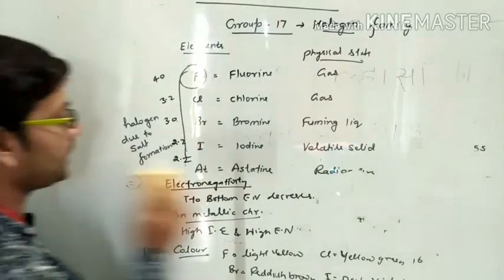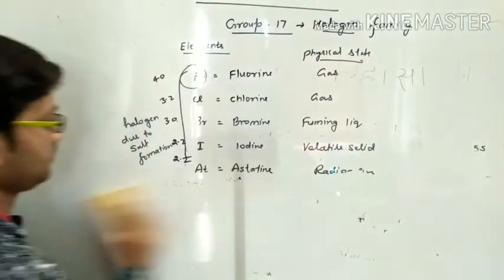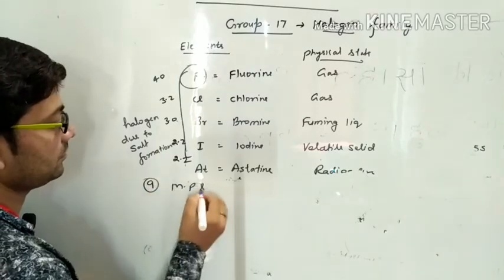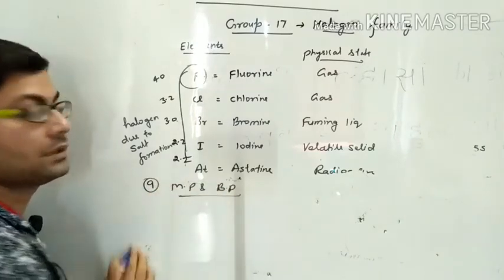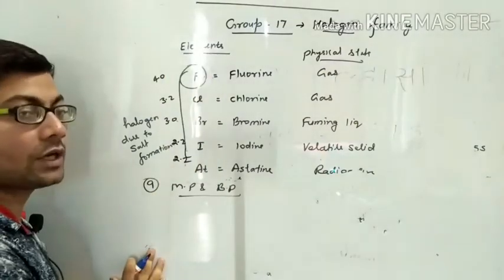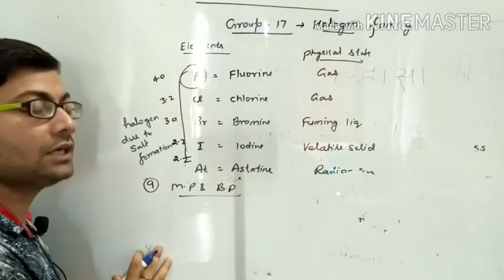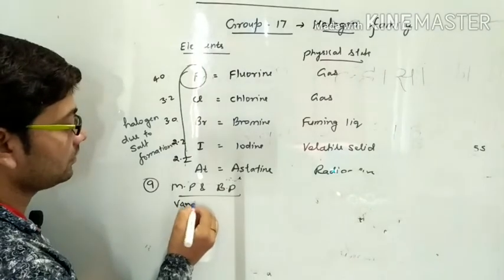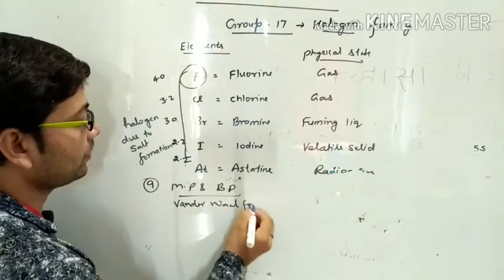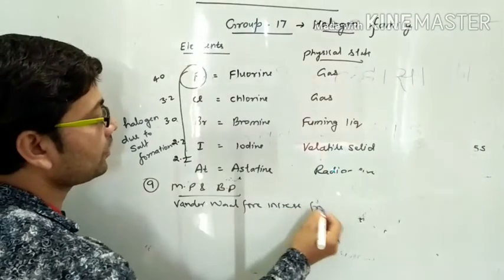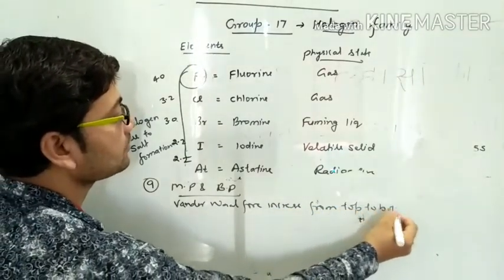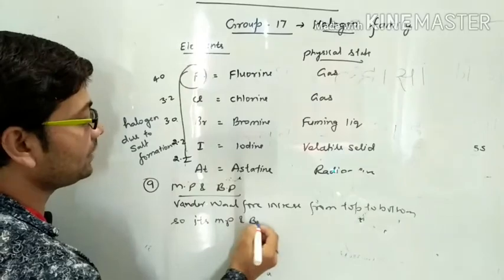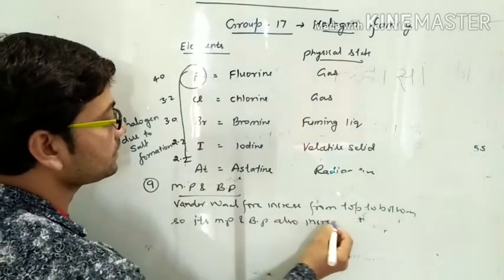Now the next physical property is melting and boiling point. When we move from top to bottom, atomic size increases. That's why the van der Waals force also increases. Van der Waals force increases from top to bottom. So its melting point and boiling point also increase.